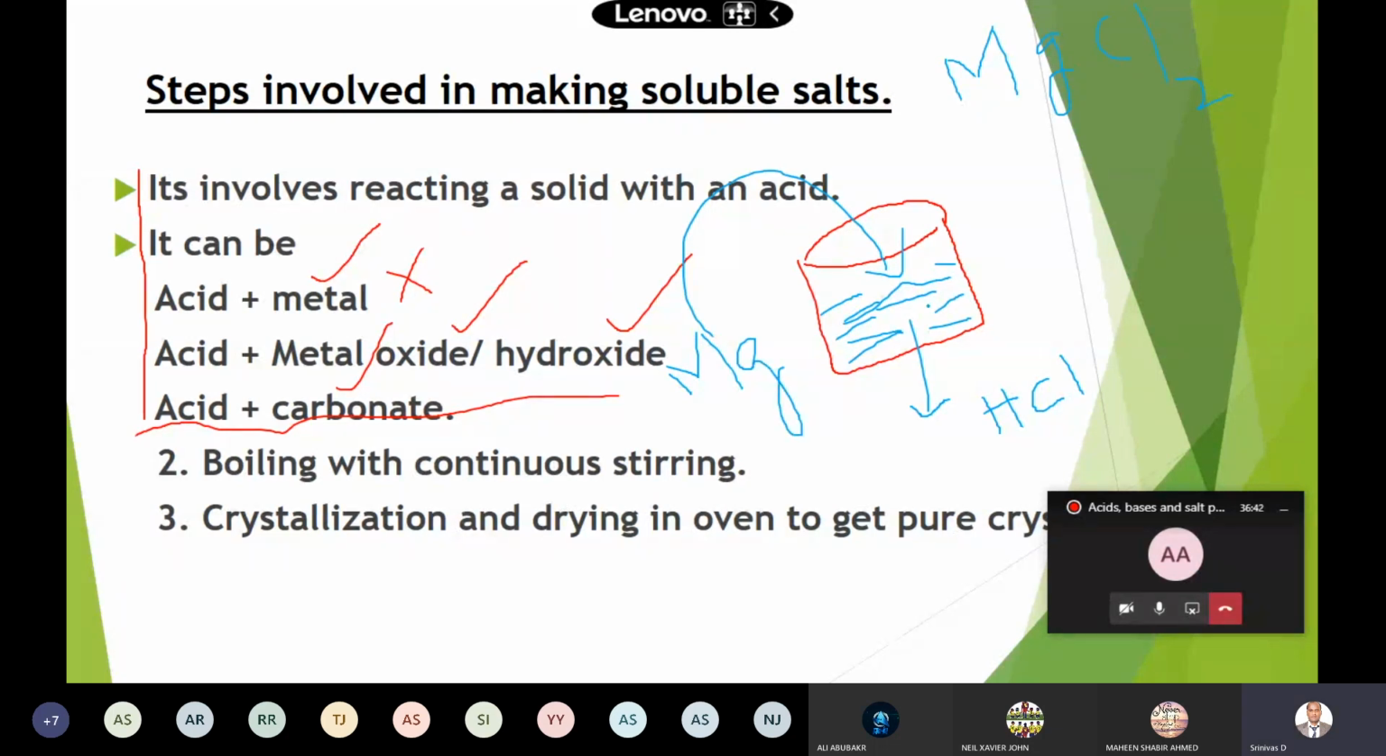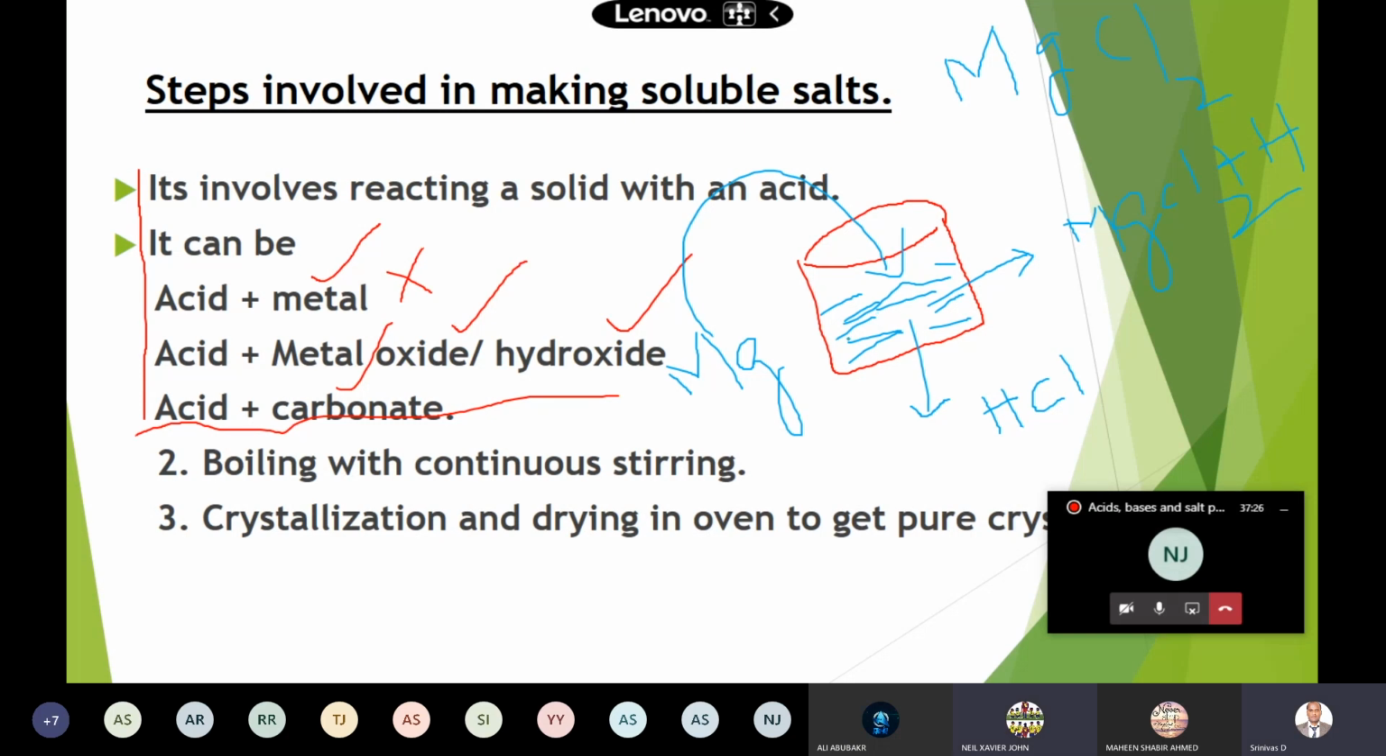Magnesium reacts with an acid to produce magnesium chloride salt. So now we'll get magnesium chloride solution here. Magnesium plus hydrochloric acid gives magnesium chloride plus hydrogen: Mg plus HCl gives MgCl2 plus H2. Am I clear? So now in this beaker, you have magnesium chloride solution.